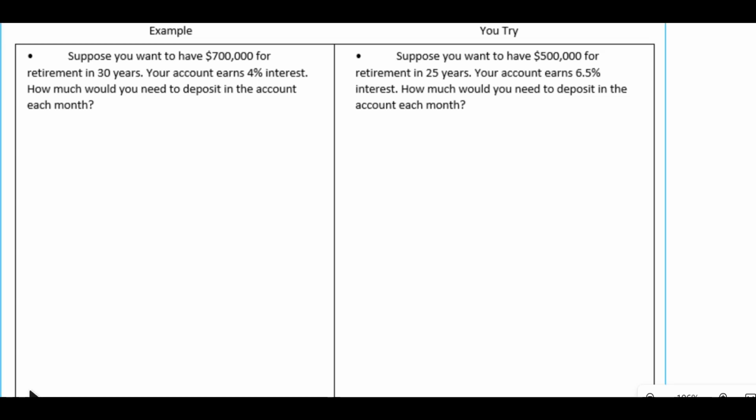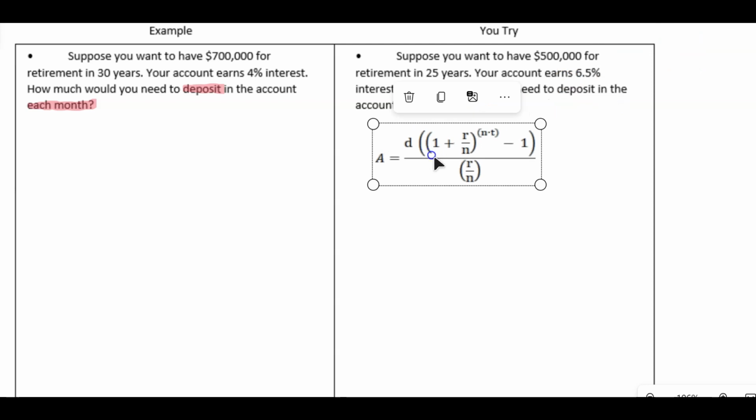Here we go, some key words. Deposit each month. So we're looking for the deposit formula, the savings formula. Because it's a deposit, we will have an account that grows over time. So this is our formula. D for deposit, we have a positive exponent. This one's growing over time.